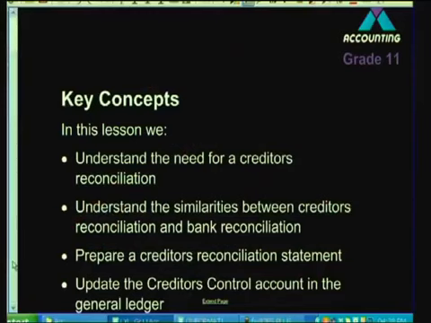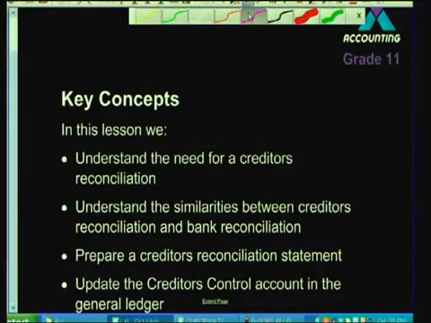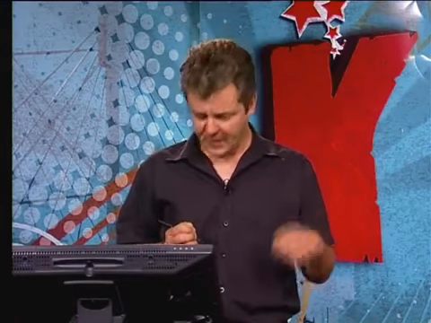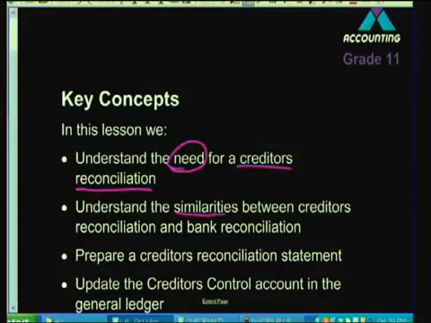So today we're going to look at some key concepts, and specifically we're going to understand the need for a creditors reconciliation. In other words, why are we spending our time doing this? There has to be a reason for us to do our accounting, and we're going to see today what the need is to do such a creditors reconciliation. Secondly, we're also going to look at the similarities between your creditors reconciliation and another topic that I'm sure you all know how to do, bank reconciliation.